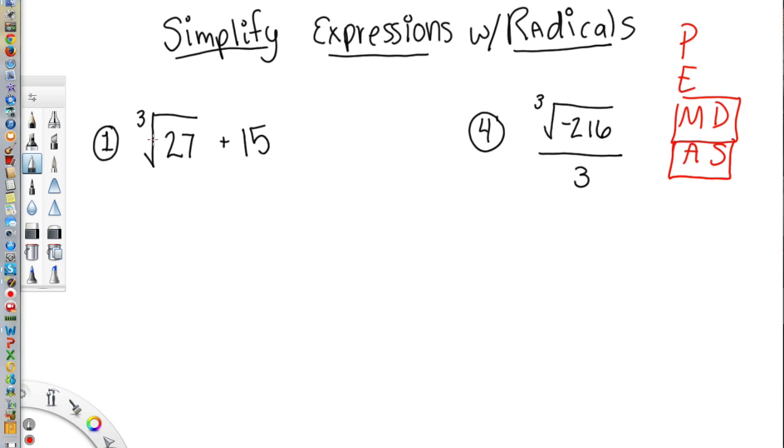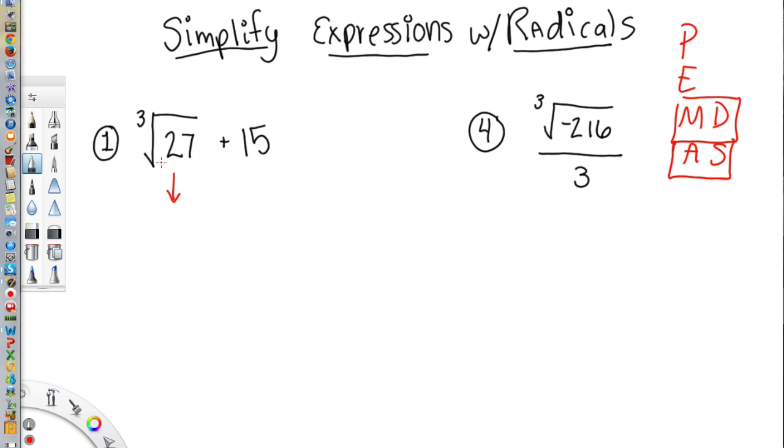Okay, so let's go through our checklist. Number 1 here, I do not see any parentheses. Do I see any exponents? No. But do I? Yeah. Remember what we said earlier? Radicals are really exponents. Here I have a cube root, and a cube root is the opposite of to the third power. So let's do that operation first.